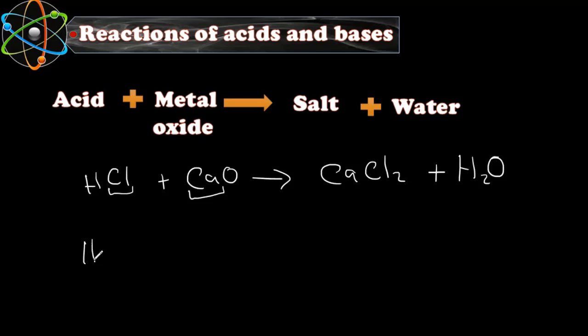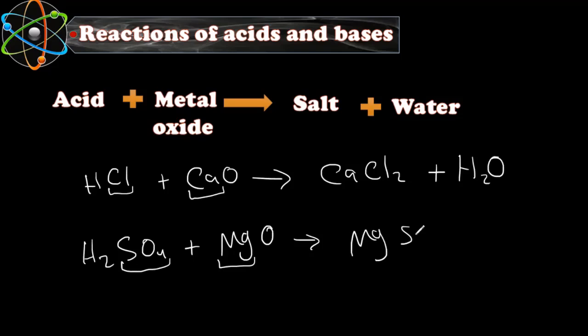Another example, let's say it's H2SO4 plus, let's say, magnesium oxide. This will give us salt, which is going to be magnesium sulfate. Magnesium sulfate, and the oxidation number of magnesium is 2 and sulfate 2, so we'll not write them, plus water, H2O.